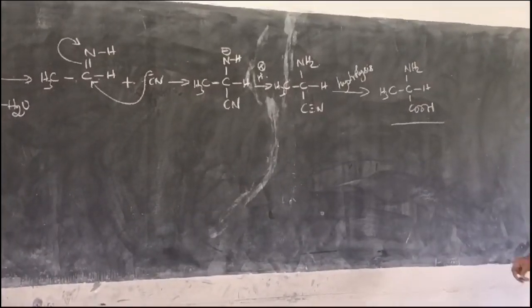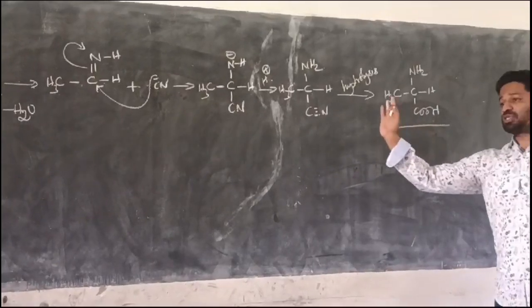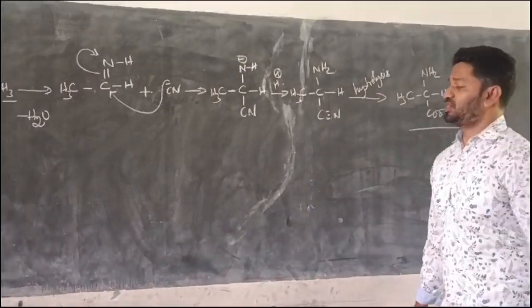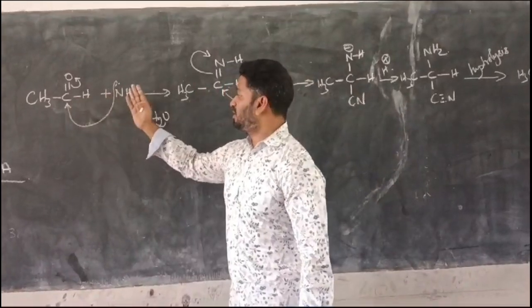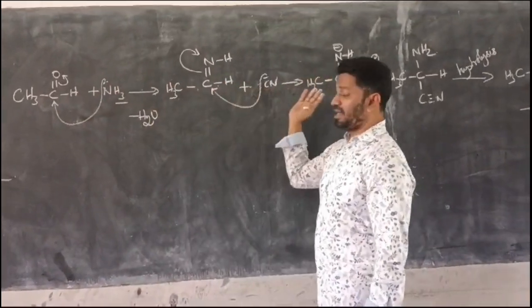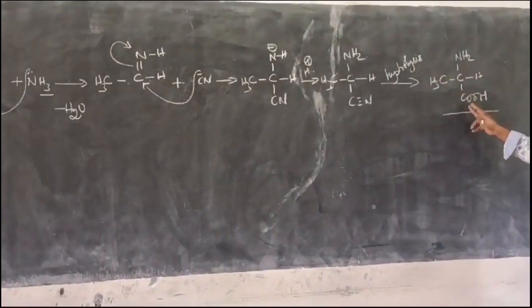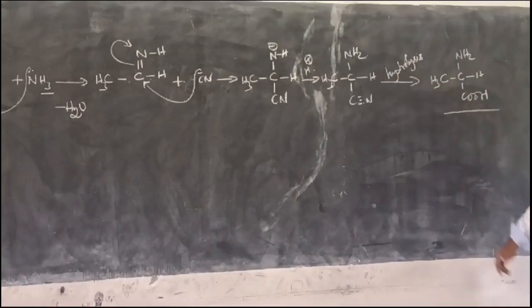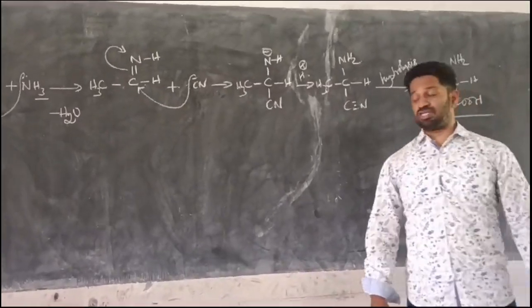This is alanine. The alanine amino acid is synthesized or obtained when we use acetaldehyde as the substrate. Acetaldehyde reacts with ammonia and hydrogen cyanide to form the corresponding alanine amino acid. Right? This is the Strecker synthesis of amino acids.